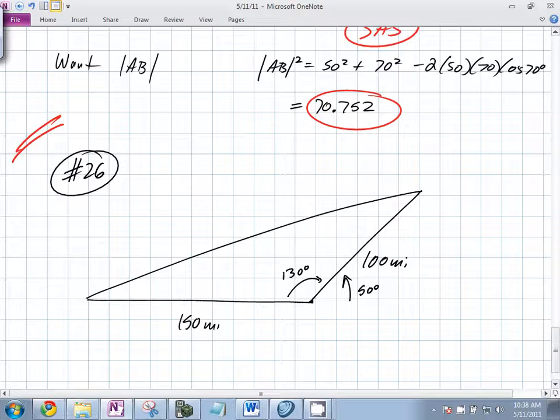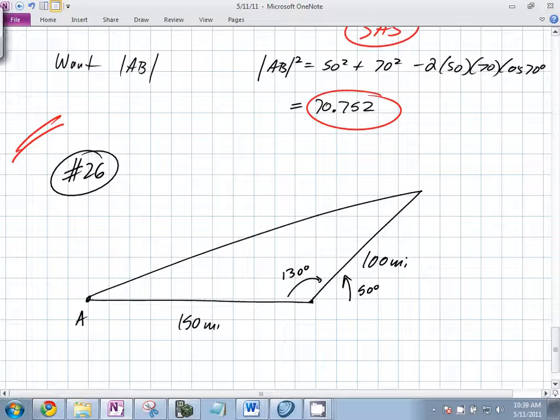Okay, what's it asking? How far is it from Fort Myers to Orlando? An airplane flies from Fort Myers to Sarasota, a distance of 150 miles, and then turns through an angle of 50 degrees and flies to Orlando, a distance of 100 miles. How far is it from Fort Myers? So they want the straight distance. So again, they want from A to B.